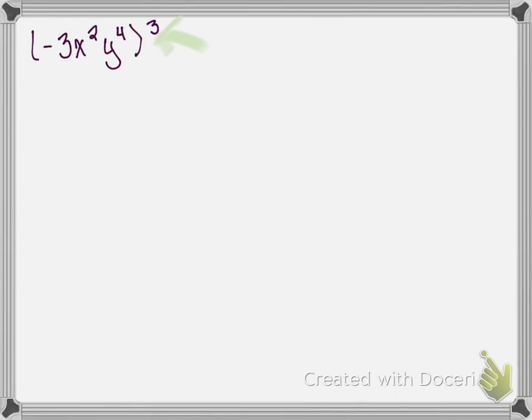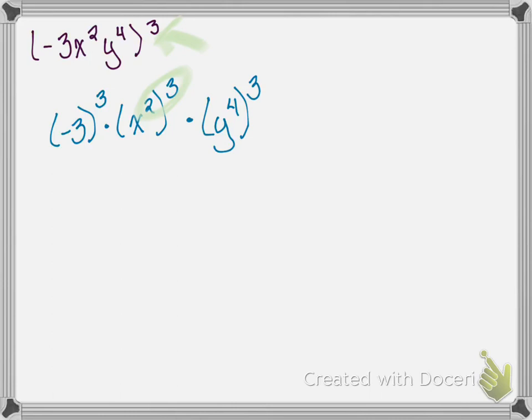So I am going to have the negative 3 raised to the third power. Then my x squared is being raised to the third power. So I actually have x squared to the third power. Do you know what we do with these two right here? We multiply them. Excellent. And then the last one that I have is y to the fourth raised to the third power. Now, a lot of students do not write that step down, and that's fine. You certainly don't have to, but I like to show you exactly what's going on.